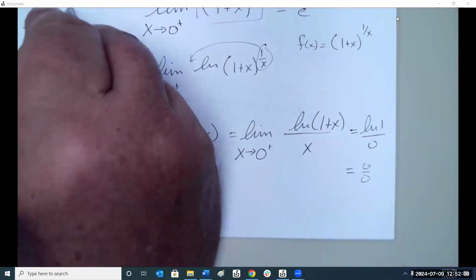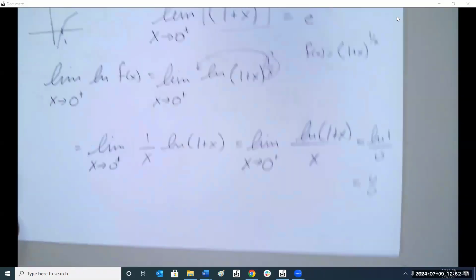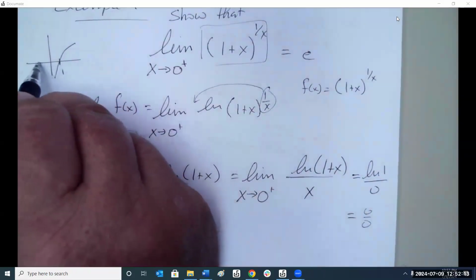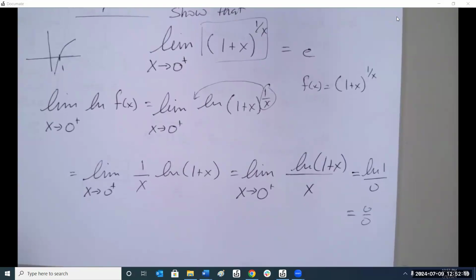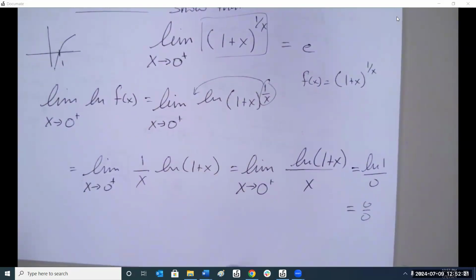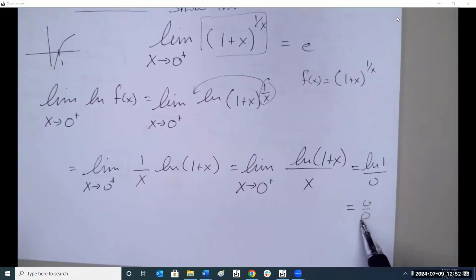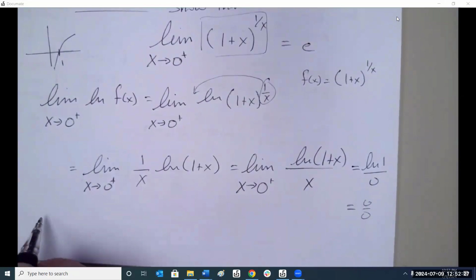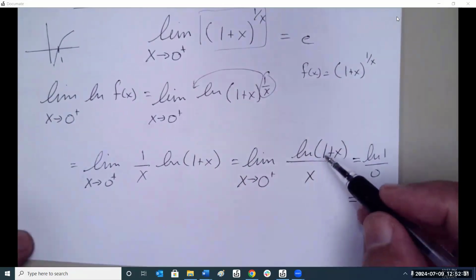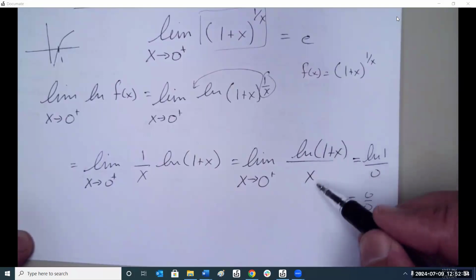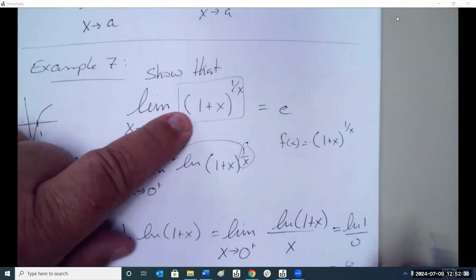Remember, the graph of the ln function: if x is 1, y is 0. It crosses the x-axis at 1. So we got 0 over 0. So what does that tell us to do? L'Hopital's. It's much easier to take a derivative of this function than it would be this one.